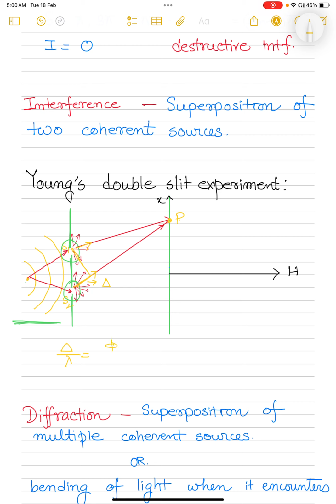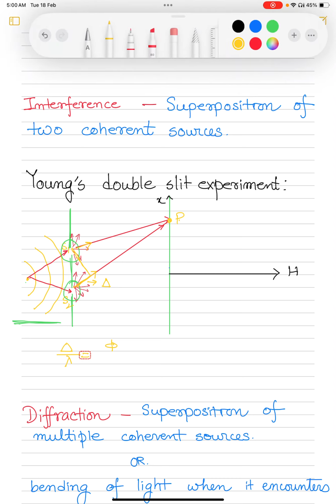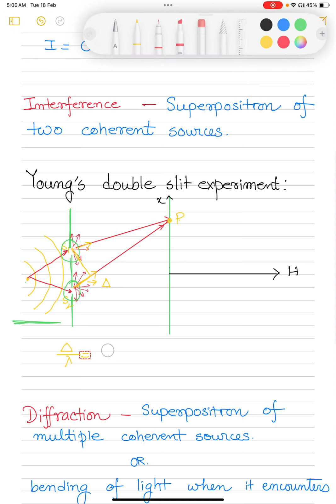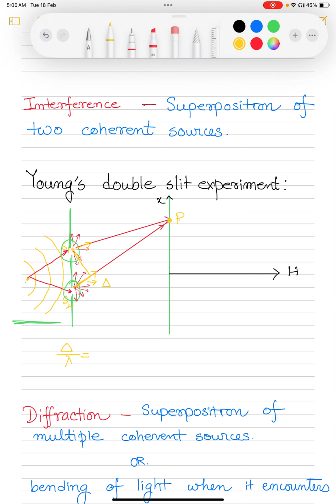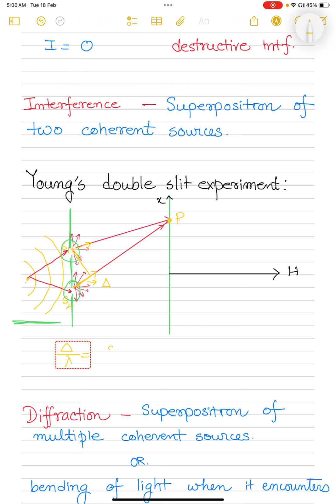Phase difference I'm writing as delta by 2 pi. So I can find out delta from here, which is 2 pi by lambda into the path difference. So this is the path difference.